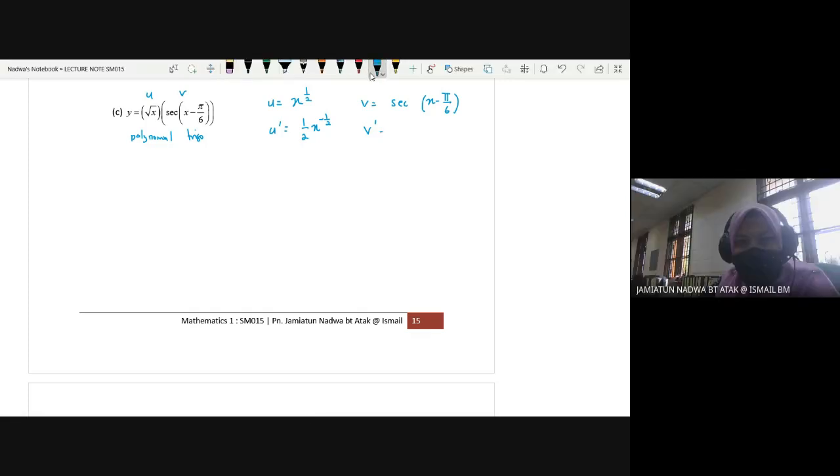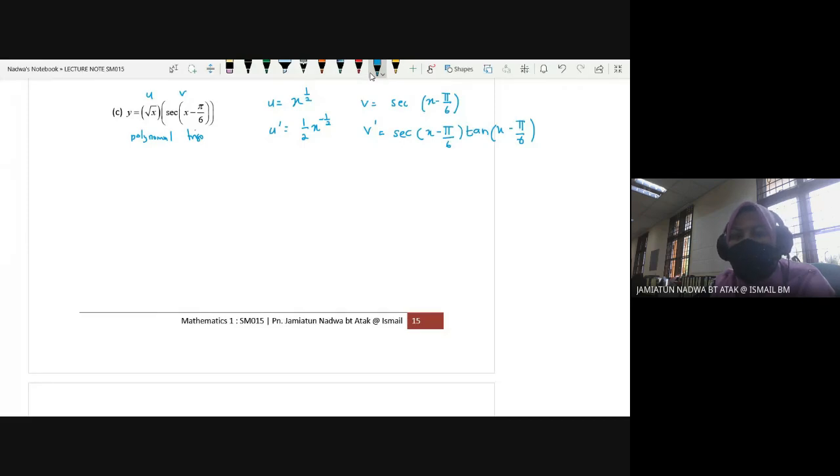Secant tangent. Secant tangent kan? Okay, so dia akan jadi secant x minus pi over 6 dengan tangent x minus pi over 6. Kenapa macam ni? Sebab angle dia takkan berubah. Tapi kita kena darab dengan differentiation of the angle which equals to 1. So tak perlu tulis lah kat sini.